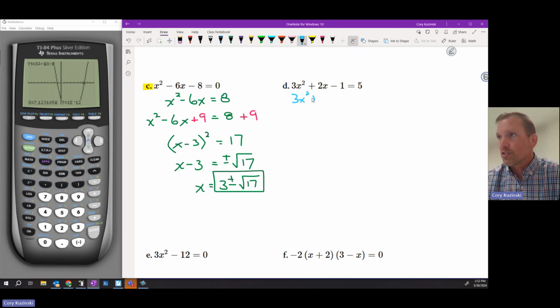This one, I'm going to use the quadratic formula. 3x squared plus 2x minus 6 equals 0. Where did the minus 6 come from? I subtracted 5 from both sides, and negative 1 minus 5 is negative 6.